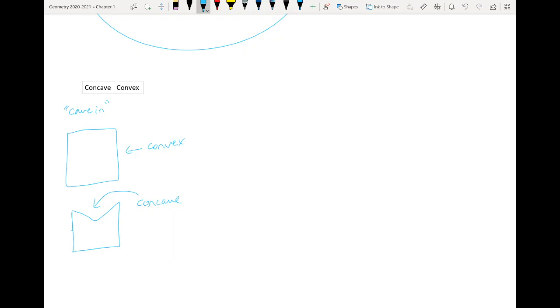But there's got to be a better definition than if it's punched in. And this is what it means. It means if you're going to take a diagonal, and a diagonal connects two vertices.